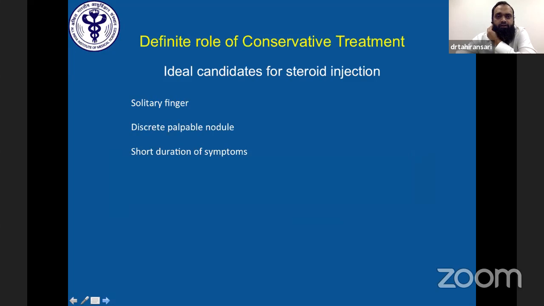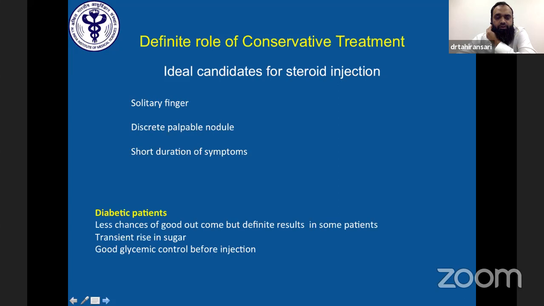The ideal patient for the injection is when there is a solitary finger, a discrete palpable nodule, or there is short duration of symptoms. For diabetic patients, they have to be aware there's less chance of good outcome with steroid injection, but definite results in some patients. There's the risk of transient hyperglycemia, which takes around 3 weeks to resolve. And that's why we have to have good glycemic control before injection.